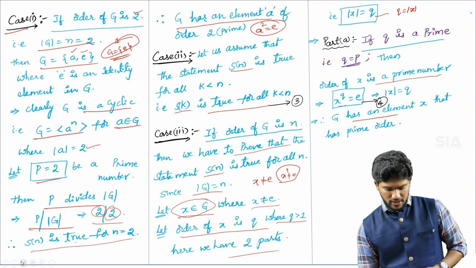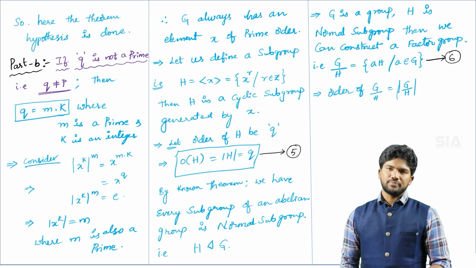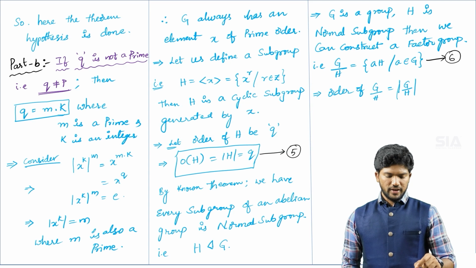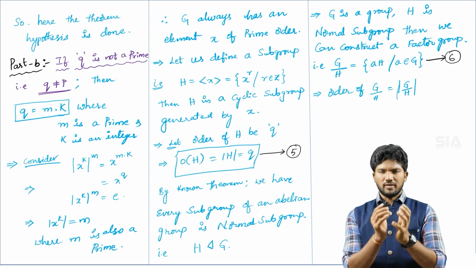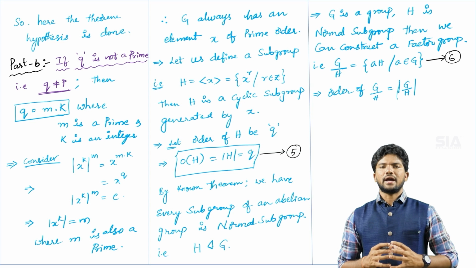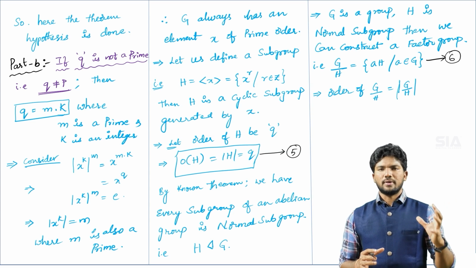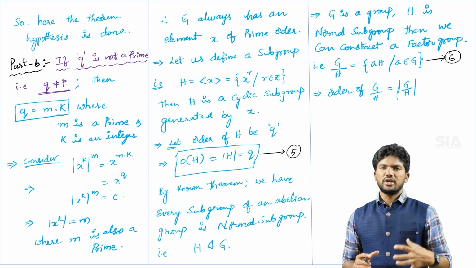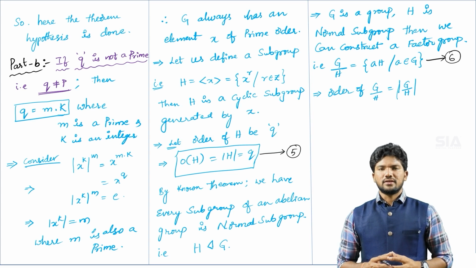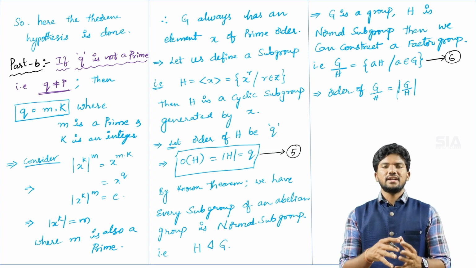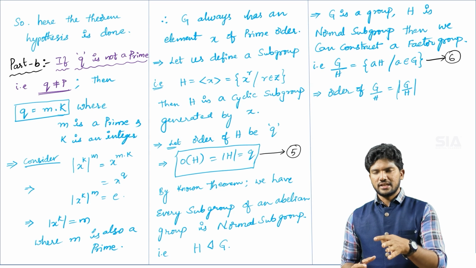So next in part B, whenever that q, what is the power of the element? The power of small x is not a prime number. If the power is a prime number, then no need to prove the theorem. So if it is not a prime number, definitely it is another number, a composite number or integer.